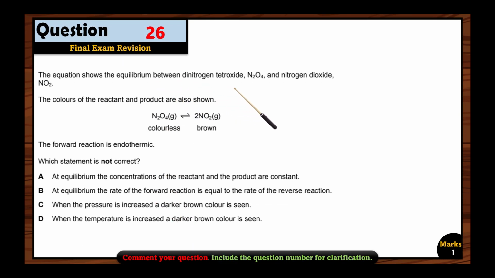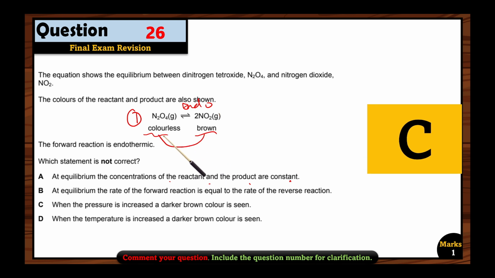The equation shows the equilibrium between dinitrogen tetroxide and nitrogen dioxide, NO2. The colors of the reactant and the products are also shown here. The forward reaction is endothermic. Which statement is not correct? Let's see, at equilibrium, the concentration of the reactants and the products are constant. Yes, that's right. At equilibrium, the concentration of the reactant and products is always constant. What does it mean? It means if one reactant is giving you two products, then two products will give you back the one reactant, right?